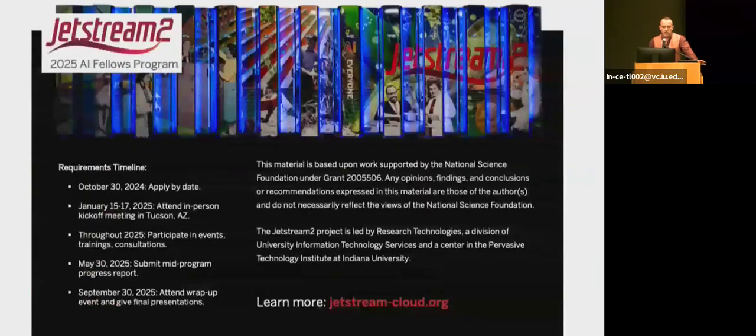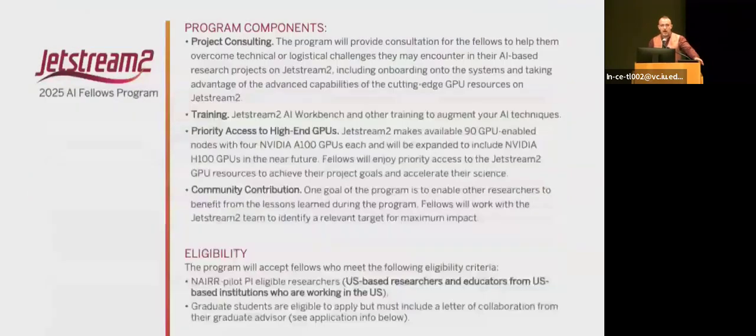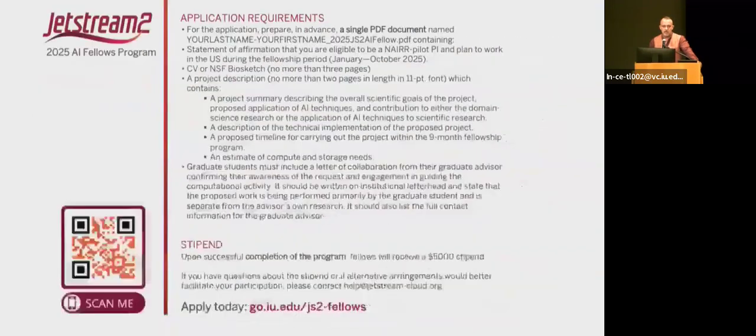I'm just going to quickly flip through these 4 images because tonight at the swanky reception that you're all going to go to in the State Museum, you can pick up a print flyer if you know of folks who might be good to apply for the Jetstream2 AI Fellows Program. A few things about it, $5,000 stipend. Okay, moving on.